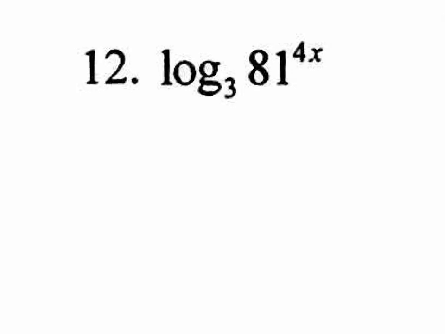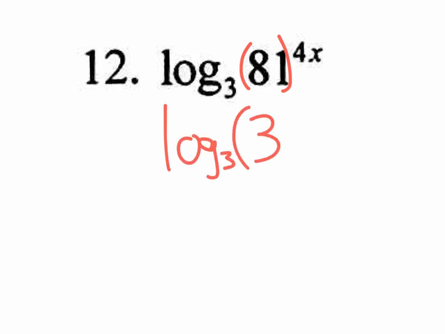81. Let's rewrite 81. Now some of us are thinking 81, oh, 9 squared. Okay, that's great, 9 squared. But what do I really want? I don't want a 9 as a base. I want a 3 as a base. That way, it'll be able to cancel out the log base 3 with the 3. It'll cancel out, and I'll be able to just drop down whatever I have up here as my final answer.